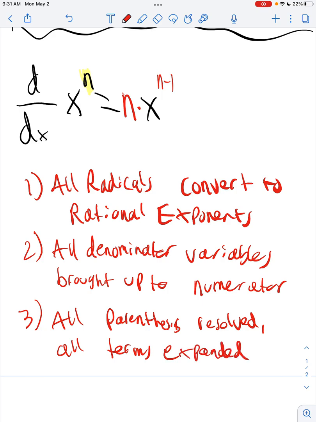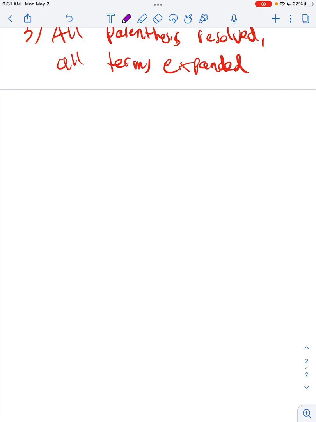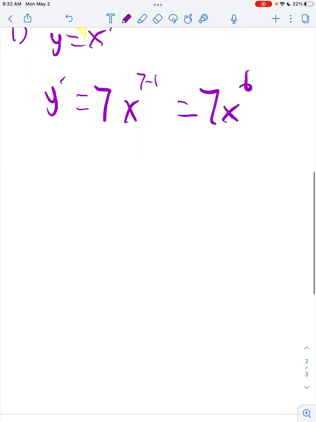So let's take a look at some examples so we can see what that means. If we start with a simple example, let's say we have y equals x to the 7th. I'm going to take this and move it out front. So the derivative, or y prime, of y equals x to the 7th power is going to be 7x to the 7 minus 1, which means 7x to the 6th power.